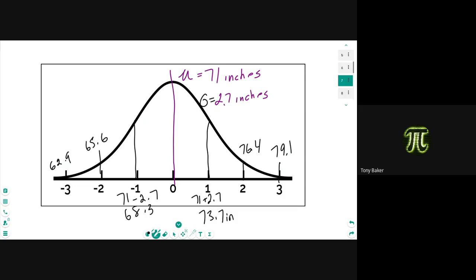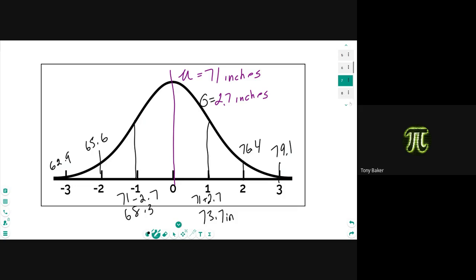95% of all males is between 65.6 and 76.4. And then 99.7% would be between 62.9 and 79.1. Okay. That makes sense? All right.